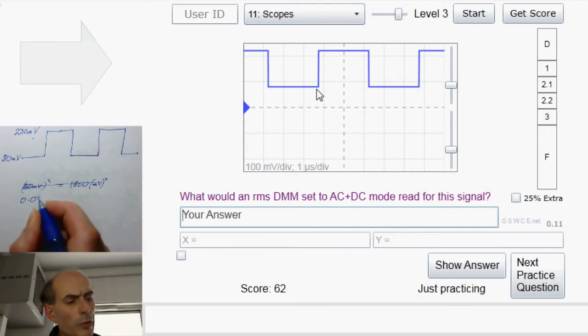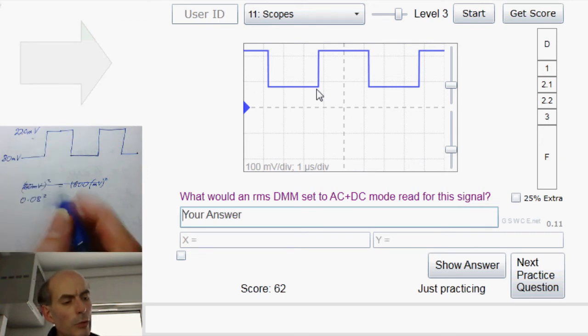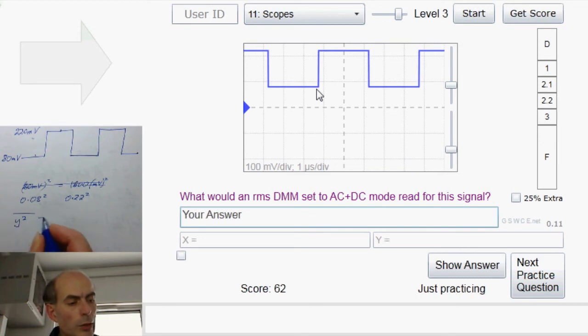That would be 0.08 squared for the 80 millivolts, and 0.22 squared for the volts. And it oscillates between those two. So the average value of the waveform is going to be halfway in between those two. It spends half of its time at that, half of its time at that. The average value of y squared is going to be 0.08 squared plus 0.22 squared over 2.